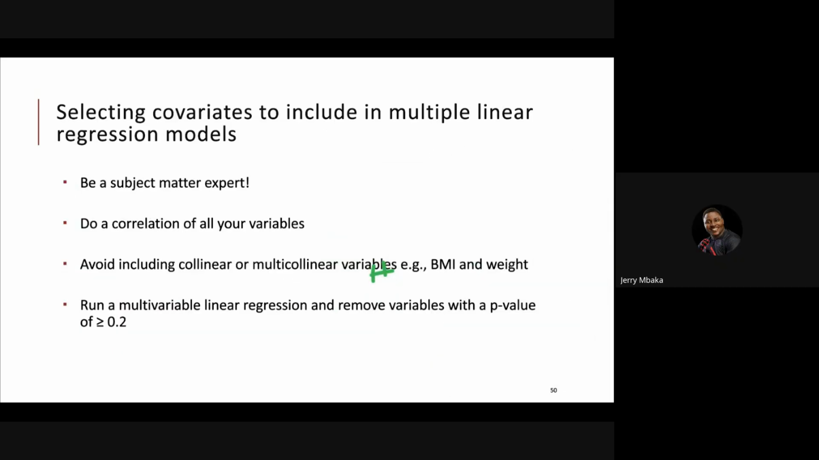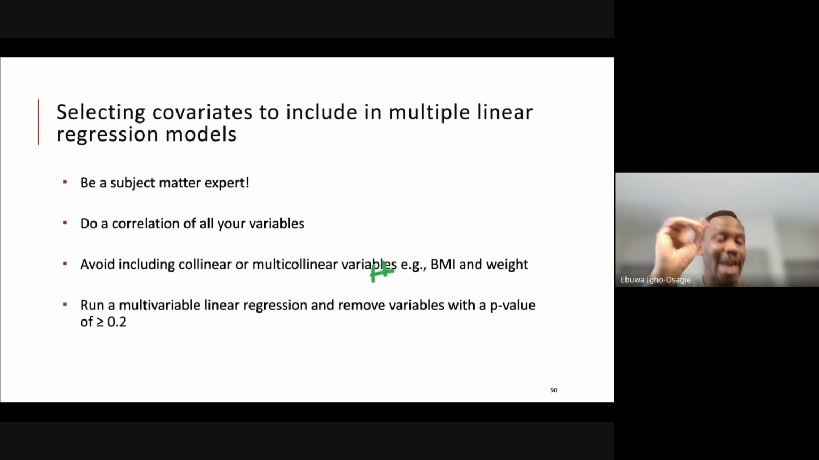So why did you choose weight and BMI? Definitely because these two variables are related, because weight has a direct effect on BMI. Yes, correct. If you plot those two variables, you would see that they are moving in the same direction. Yes, but a lot of things could be correlated but not collinear.